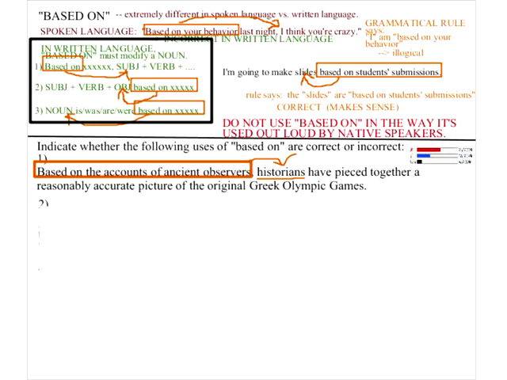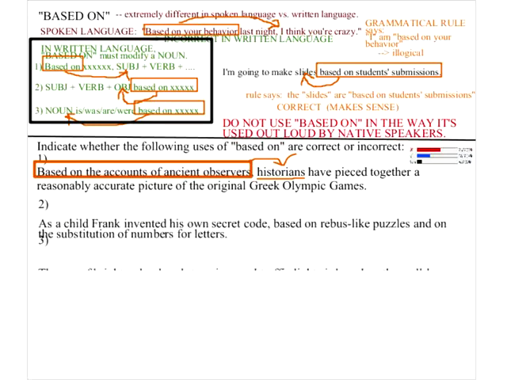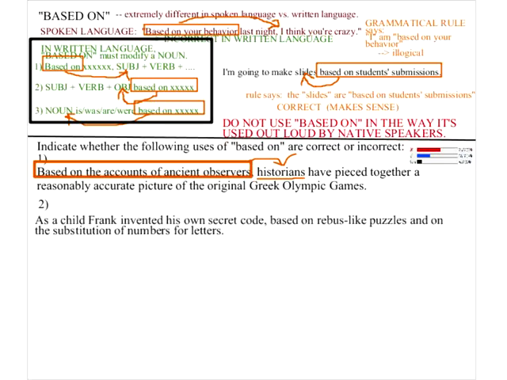Next example. "As a child, Frank invented his own secret code based on rebus-like puzzles and on the substitution of letters for numbers." Green check if you think it's correct. Red X if you think that it's not correct. Remember, this should be a relatively quick decision. You should not have to ponder this decision for more than a few seconds.